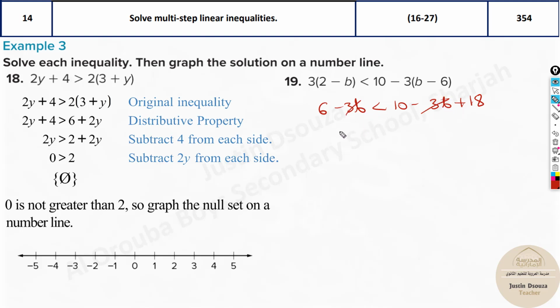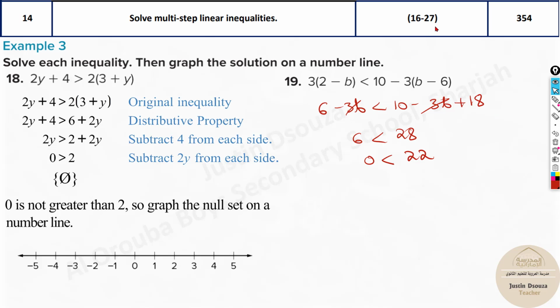Now let's see what happens. 6 is less than 10 plus 18 is 28. Yes, this is true. Or you can take the 6 to the other side. It'll be 0 less than 28 minus 6, it'll be 22. Yes, this is true. That means it's completely all solutions. It's like a domain of minus infinity to infinity. This is true each and every time.